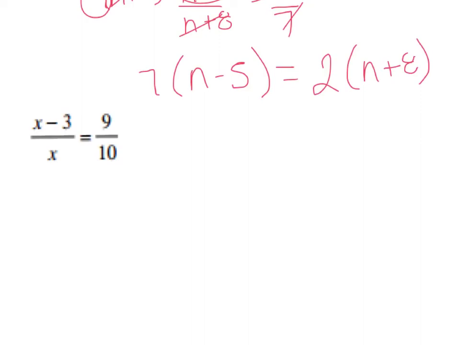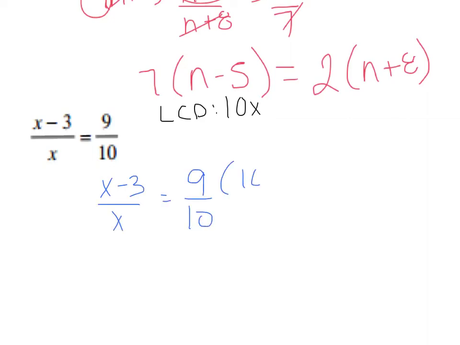Alright. My least common denominator for this one is the multiplication of my bottoms, 10x. So I'm going to multiply by that on both sides. So x minus 3 over x equals 9 over 10. Multiply by 10 times x on both sides. 10 times x.